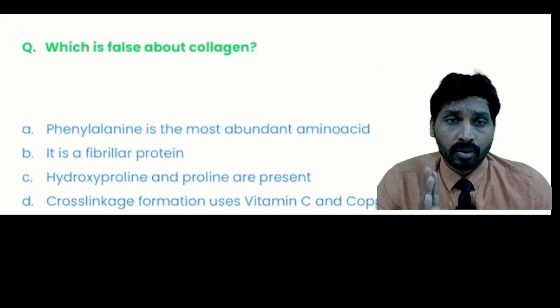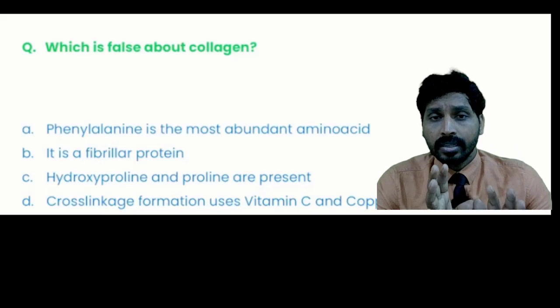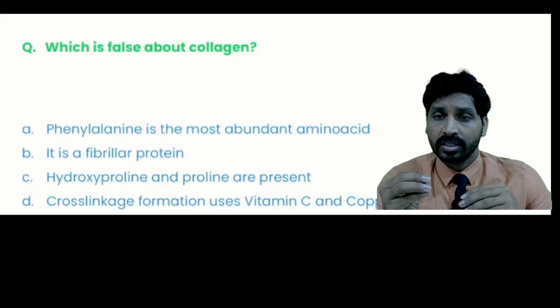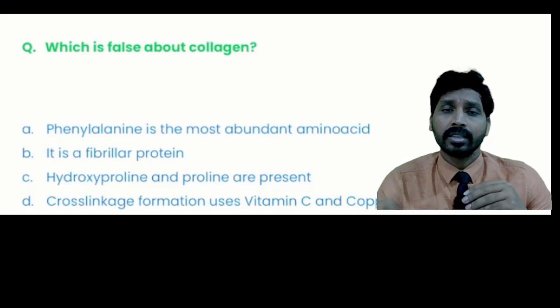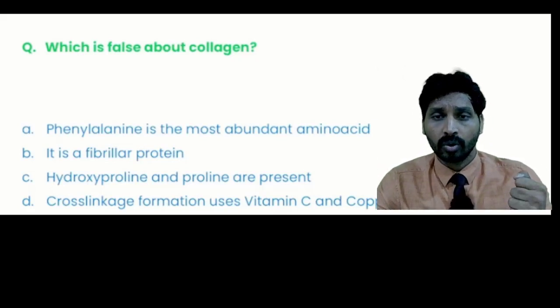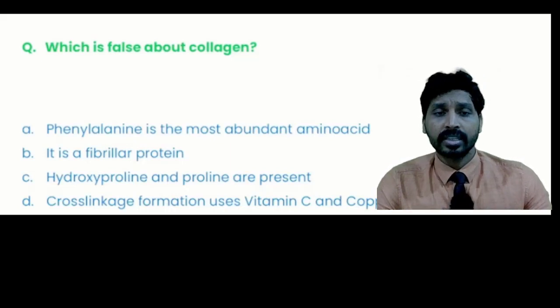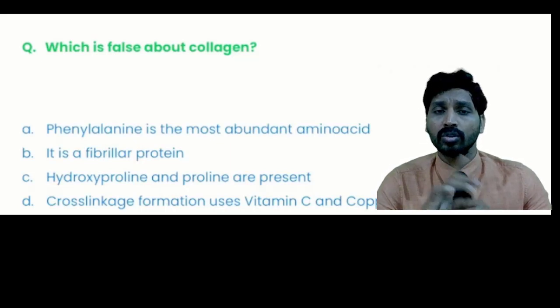Looking at the characteristics of collagen, glycine is the most abundant amino acid in collagen. Every third amino acid in the collagen structure is glycine. Next to glycine you can put X and Y. X can be proline and Y can be lysine, which undergo hydroxylation to give hydroxyproline and hydroxylysine. So option A is not a correct statement. Phenylalanine is not the common amino acid; glycine is the commonest. So the correct option for this question is A.